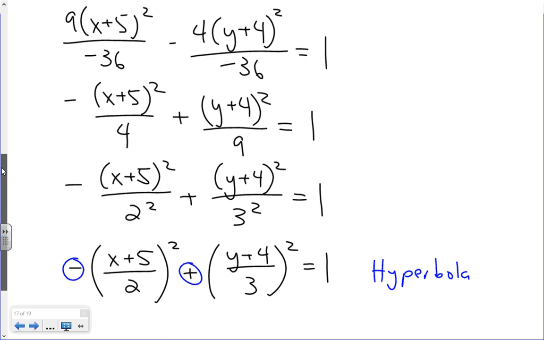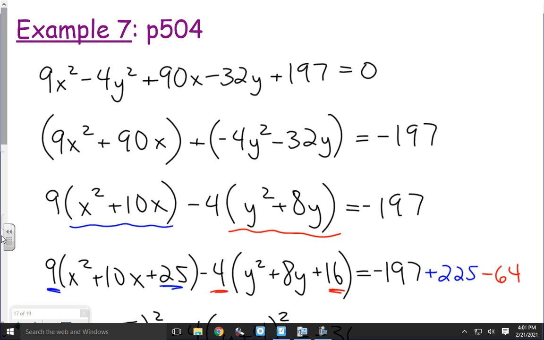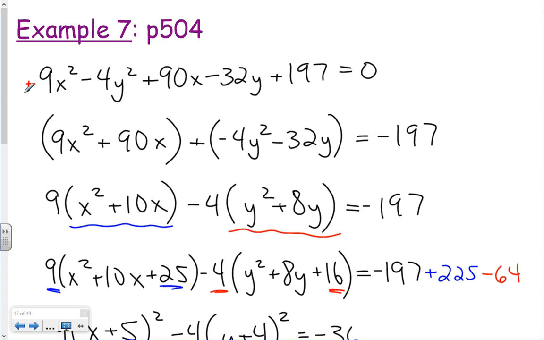Let's go back to the original and just note a couple of things here. Notice on the original that the sign of the 9 here, I'll put a plus out in front. That's a plus 9, and this is a minus 4. Those are opposite signs. When they're opposite, that's a hint that this is a hyperbola. But if I asked you at this point, what's the center of this hyperbola, what's the x dilation, what's the y dilation, we wouldn't know those numbers.